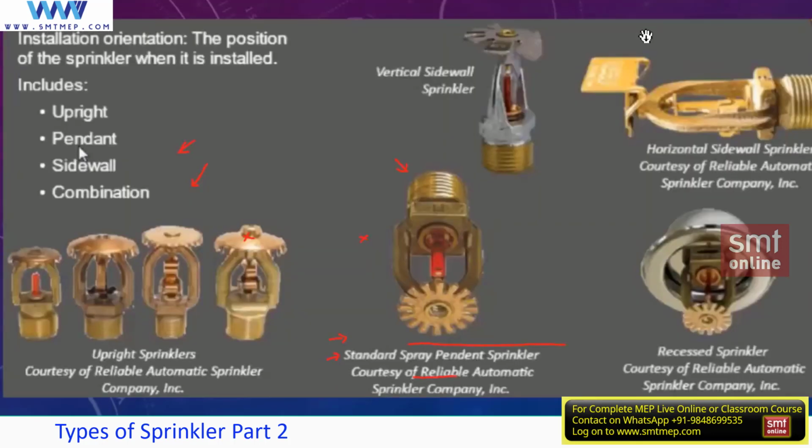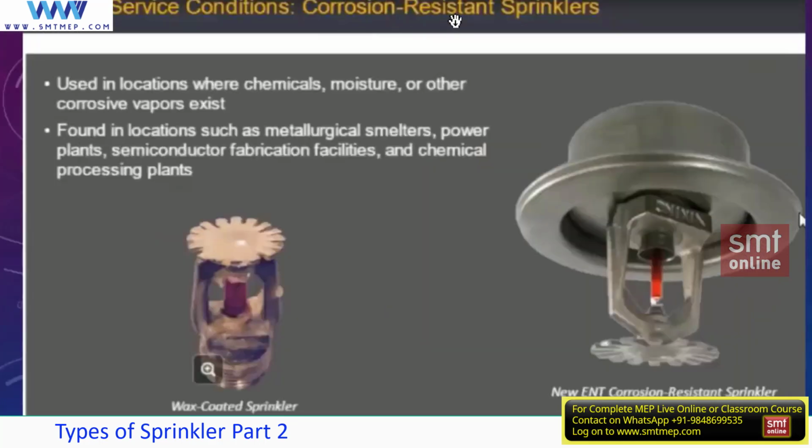Next, these types we already discussed: pendant, upright, sidewall, etc. This is a fusible link type. But we have some special type sprinklers also. Apart from this, the corrosion resistant sprinkler. The sprinkler is coated with wax or some special coating so that the corrosion resistivity can increase as per the application. So this is a special type.